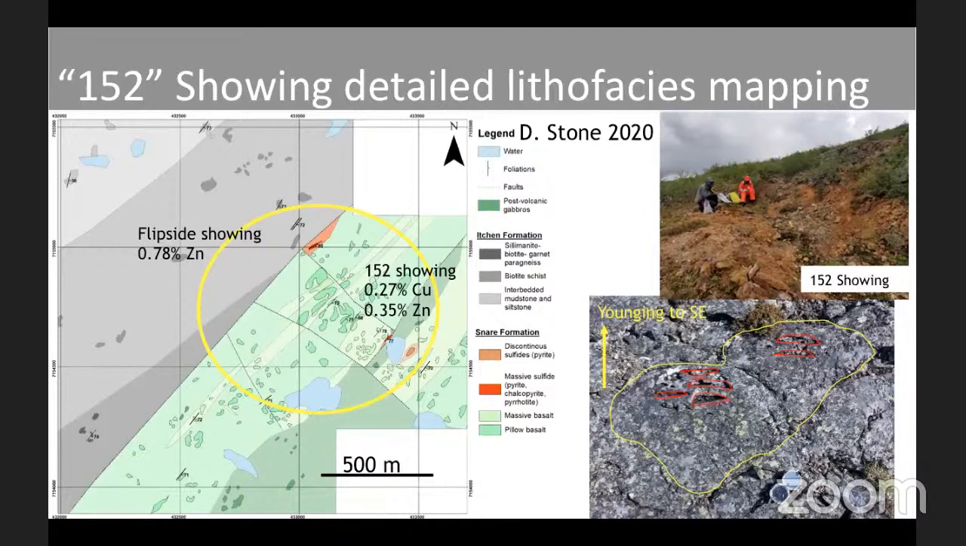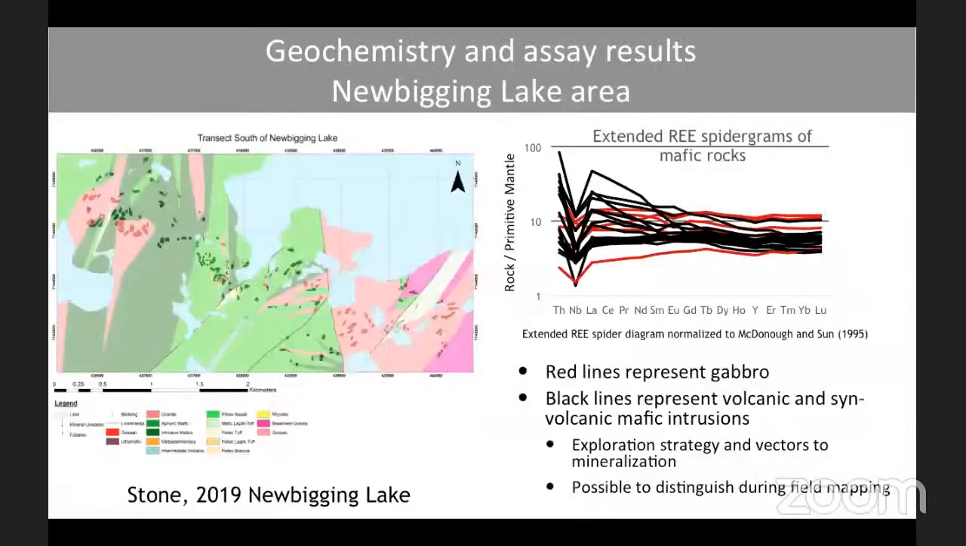In another map that was done about 6 kilometers to the south, on the shore of Newbigging Lake, we were able to see in greens a mix of aphyric massive mafic intrusions, medium-grained mafic intrusions, pillow basalts, and then in yellows, some minor felsic tuff units and competent rhyolite flows.